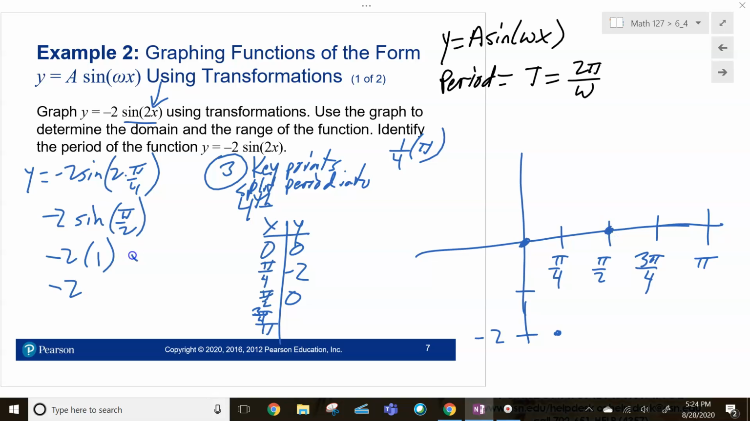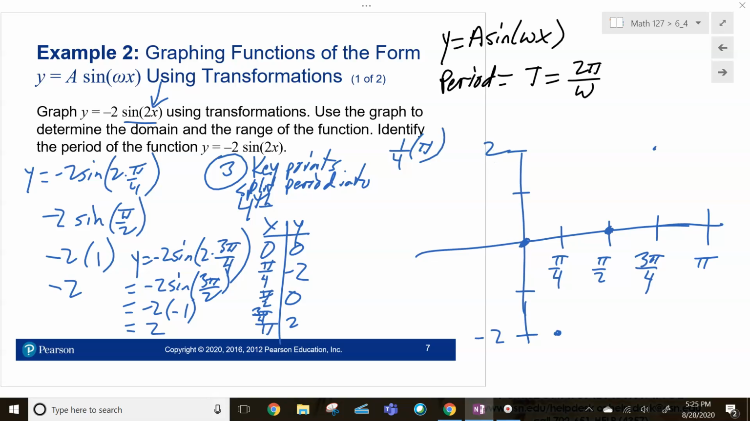Now I'm plugging in 3 pi fourths. So I've got -2 sine 2 times 3 pi fourths, which is 3 pi halves. Sine of 3 pi halves is -1. -1 times that -2 in front is 2. And finally, I put the 0 in for x again. 2 times 0 is 0. Sine of 0 is 0. 0 times the -2 in front is 0. So this is showing a very nice one revolution.